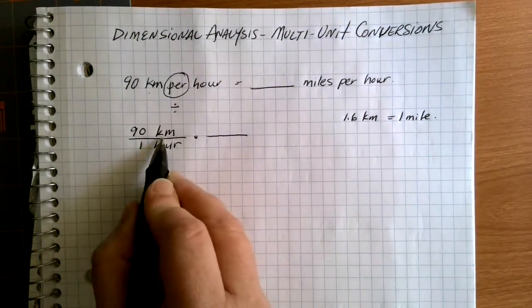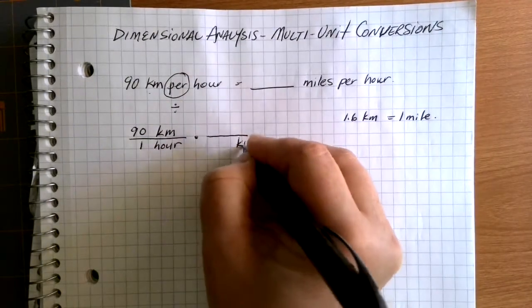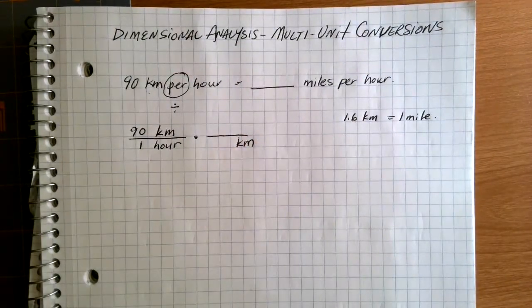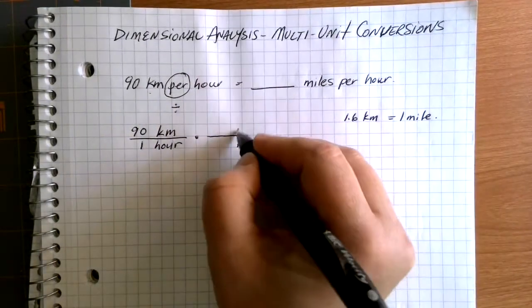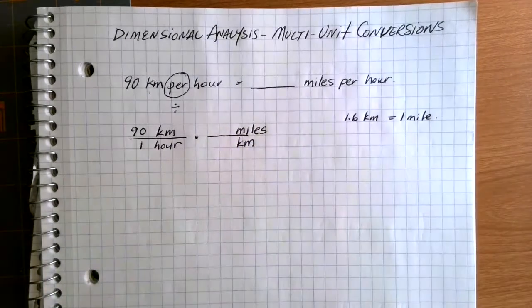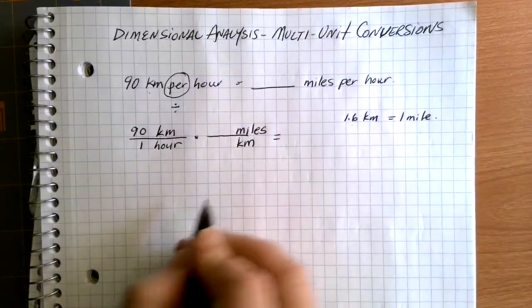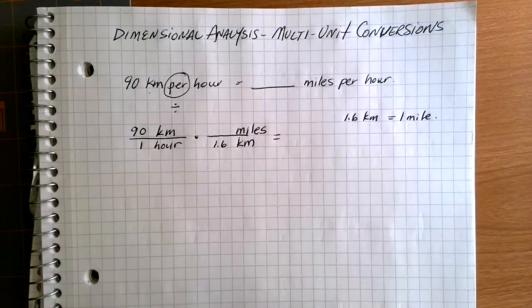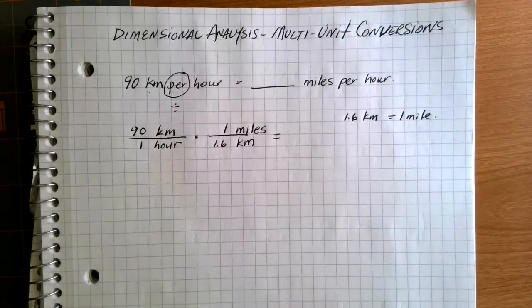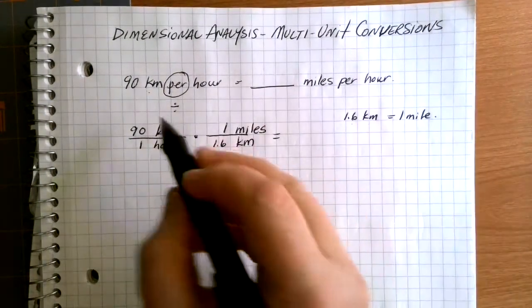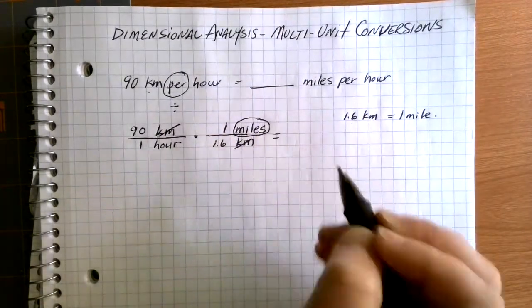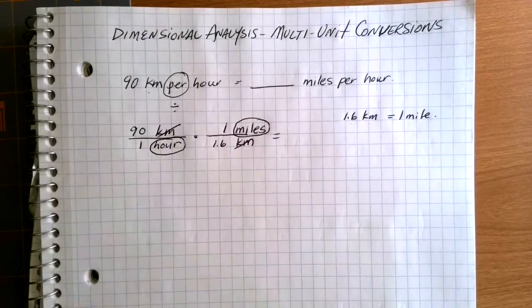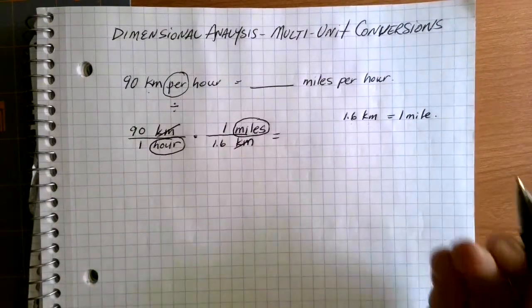So I have kilometers as my unit and I want to get rid of them, so I'm going to put kilometers on the bottom in the denominator. I'd like to change kilometers per hour to miles per hour, so I'm going to put miles on the top now. In this case, now I know 1.6 kilometers is equal to 1 mile, so I can put 1.6 in the denominator with the kilometers unit, 1 mile, the one on the top with the mile unit. Now the kilometers will divide out, leaving me with miles as a unit on the top and hours as a unit on the bottom. This is exactly what I want for my final solution.